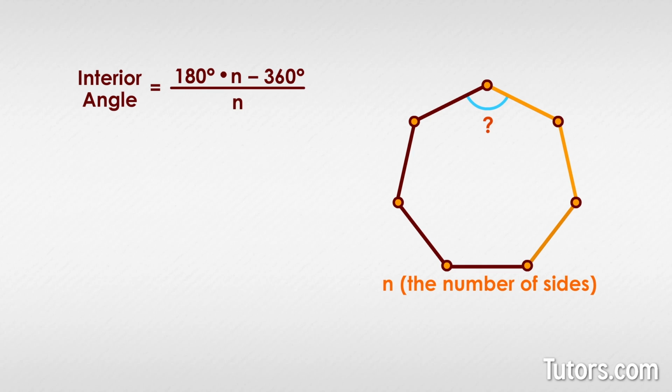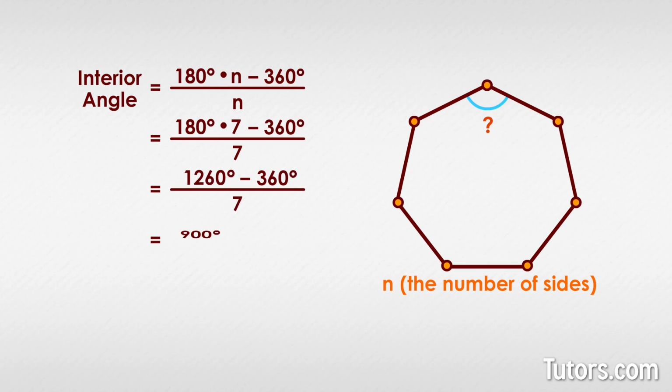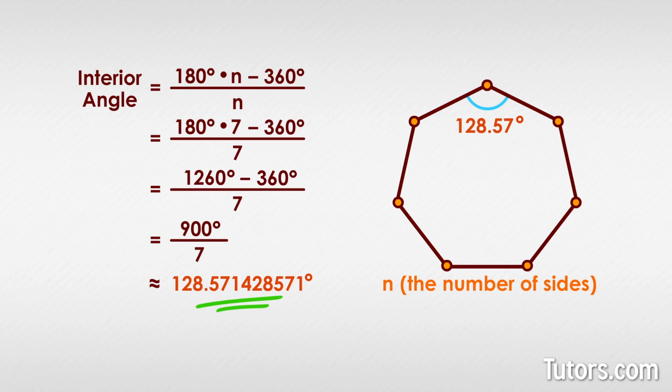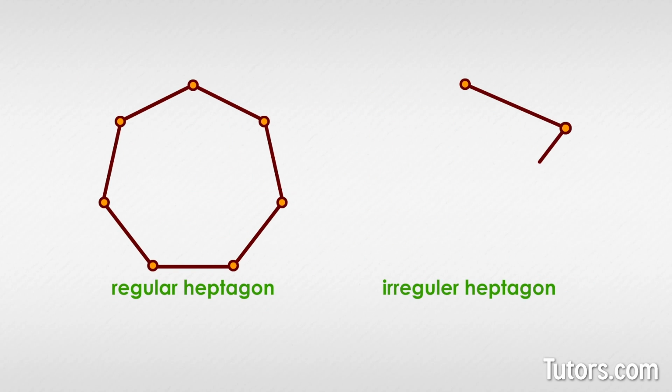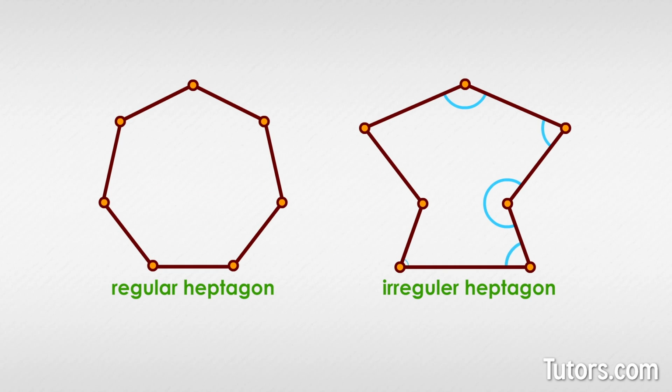Let's plug our number of sides into our formula and find the measure of our interior angles for our regular heptagon. (180 degrees times 7 minus 360 degrees) divided by 7 equals the measure of our interior angles in degrees. Then we solve the equation and we get our answer. In a regular heptagon, each interior angle is roughly 128.57 degrees.